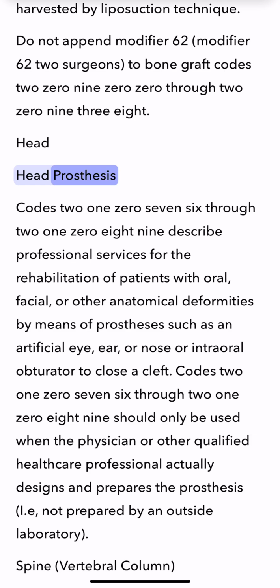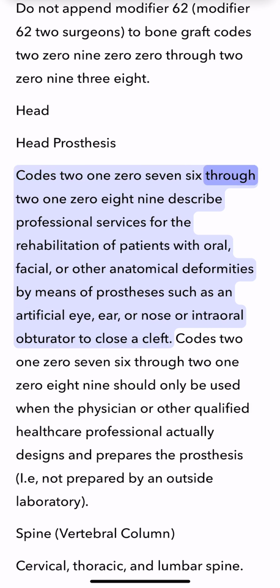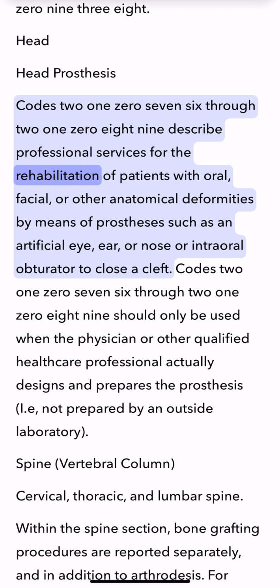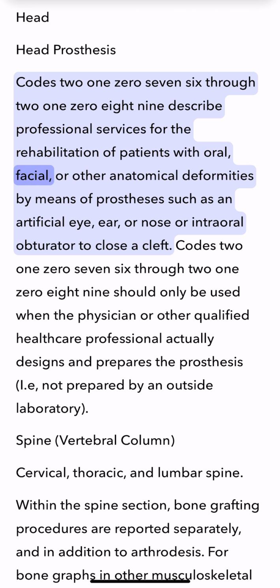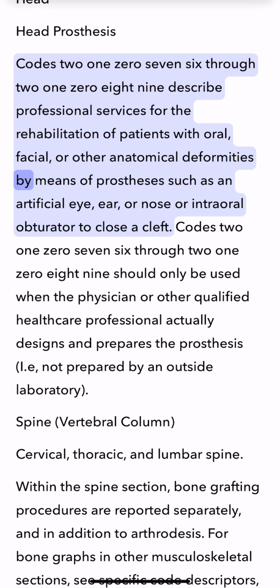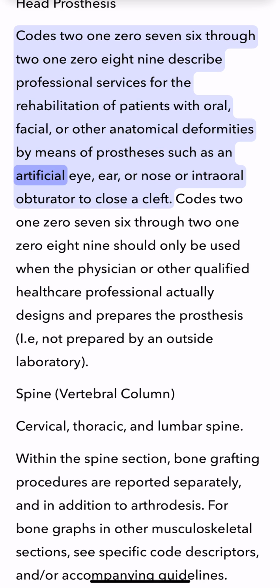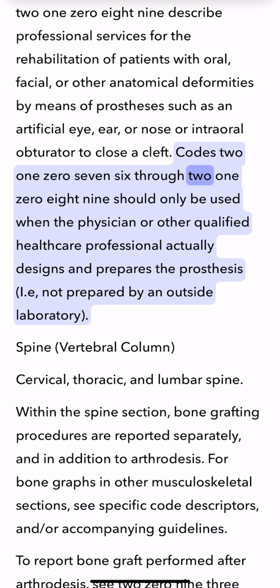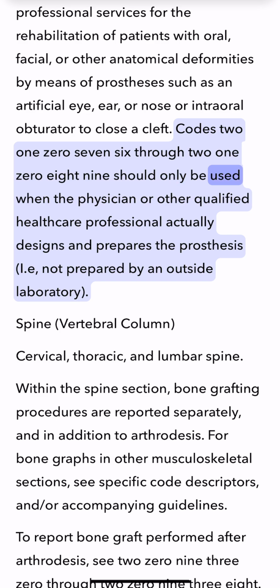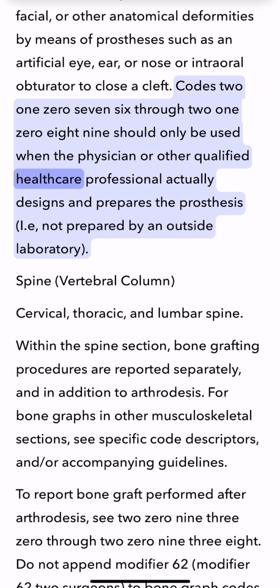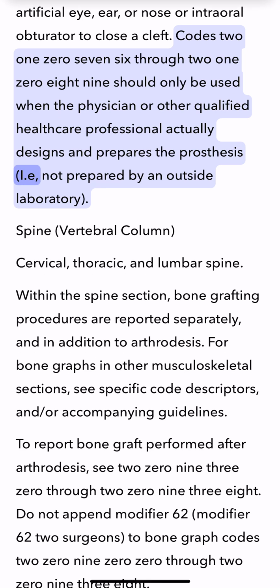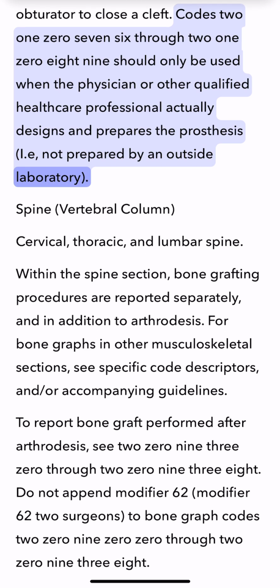Head prosthesis. Codes 21076 through 21089 describe professional services for the rehabilitation of patients with oral, facial, or other anatomical deformities by means of prostheses such as an artificial eye, ear, or nose or intraoral obturator to close a cleft. Codes 21076 through 21089 should only be used when the physician or other qualified healthcare professional actually designs and prepares the prosthesis, that is, not prepared by an outside laboratory.